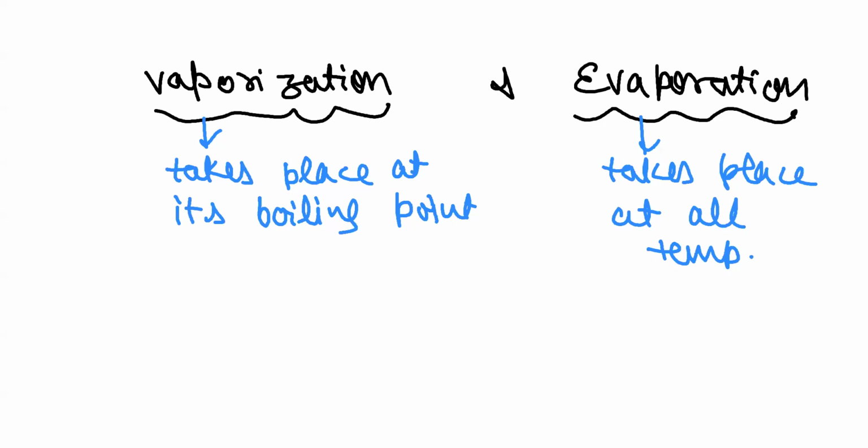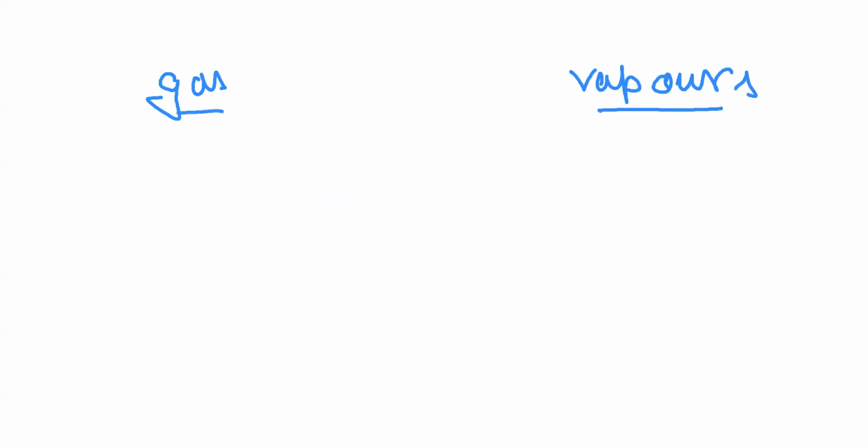Now, if I can ask you the difference between gas and vapors, what is the difference between these? Gas is a substance which can already be found in the gaseous state in the atmosphere. Vapors are obtained when boiling a liquid.